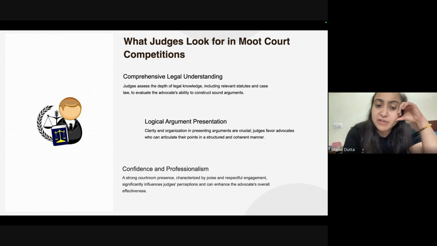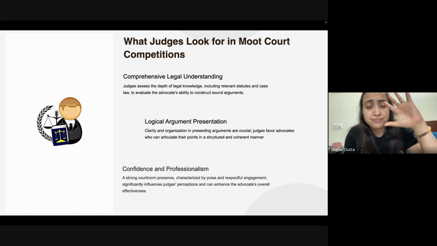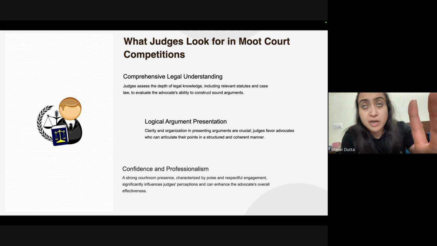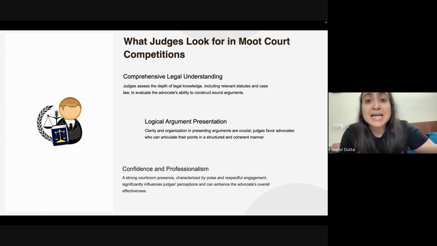Then comes confidence and professionalism. Whenever you are present in a courtroom, your presence should be materialized in a way that you are presentable, and your engagement should be respectful, in a manner that you are paying attention to whatever judges are asking you, and also you are creating a mark, an impression on the judges, as regards your courtroom decorum, your presentation, your confidence, and your whole personality, which is being described in a courtroom. Right?